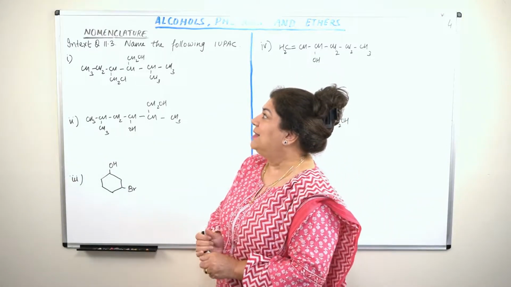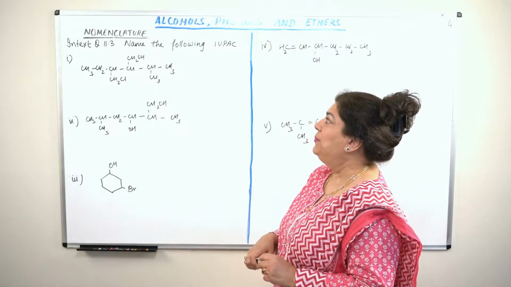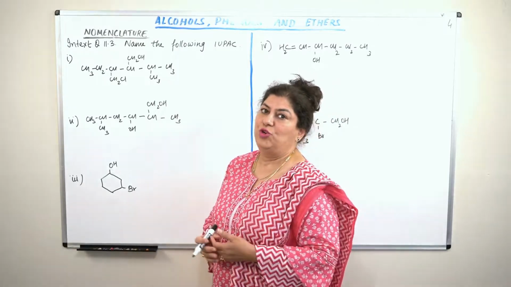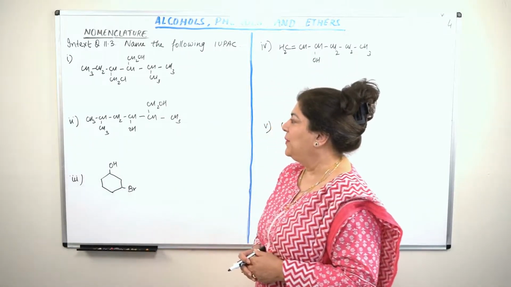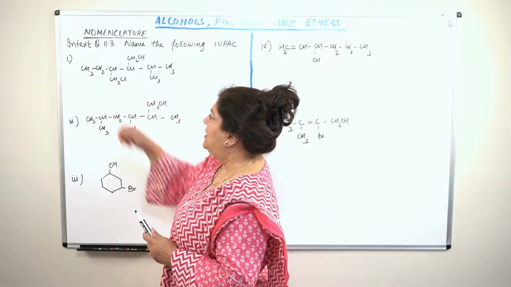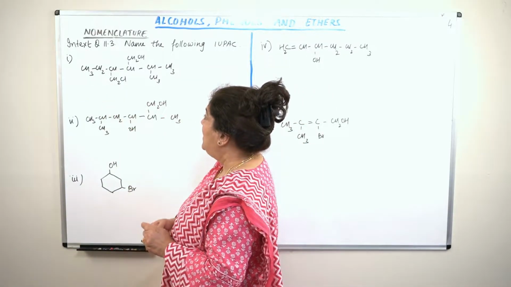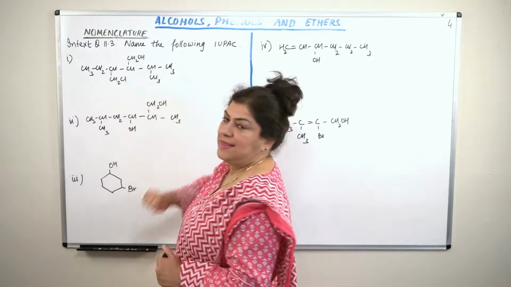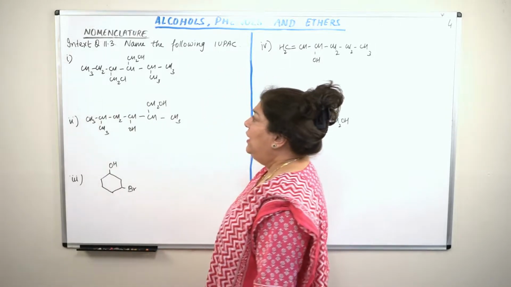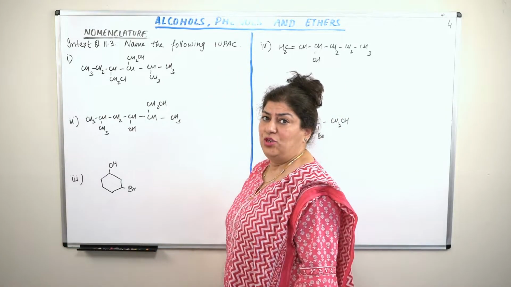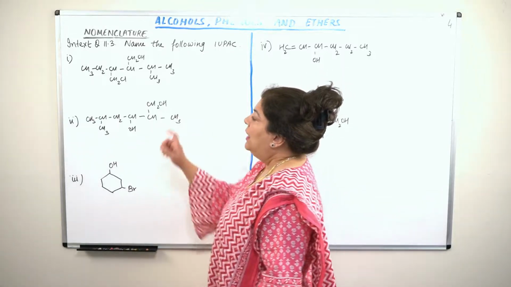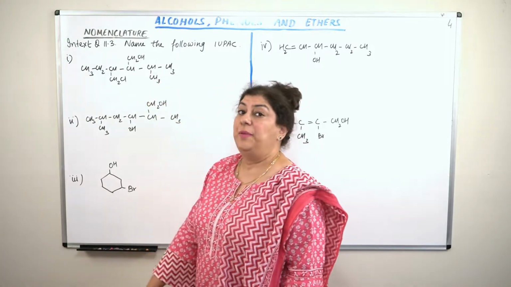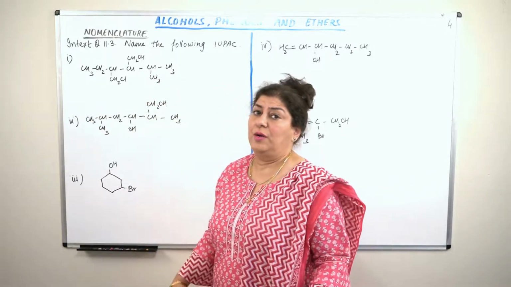So let us start. This is Intext question 11.3. You have to name the following compounds according to the IUPAC rules, or give the IUPAC name for these compounds. The first compound is CH3CH2CH(CH2Cl)CH(CH2OH)CH(CH3)CH3. Now, what is the first rule of IUPAC nomenclature? It is the longest chain rule. If I look at this, 1, 2, 3, 4, 5, 6, this appears to be the longest carbon chain.